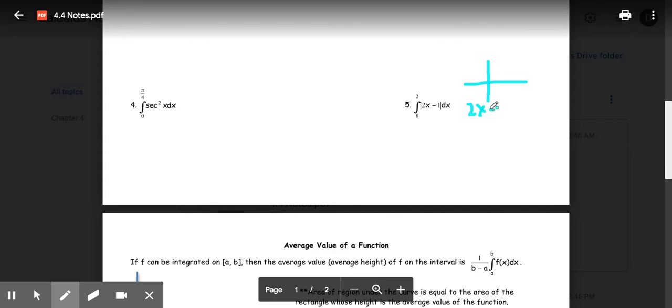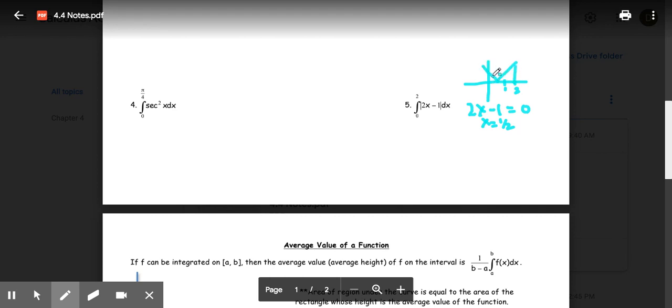which is 2x minus 1. You set that inside equal to 0, and you end up getting the vertex is a half. Okay, so basically if this is 1, this is the vertex, this is what the graph looks like. All right, and we're finding the area under the curve from 0 to 2.